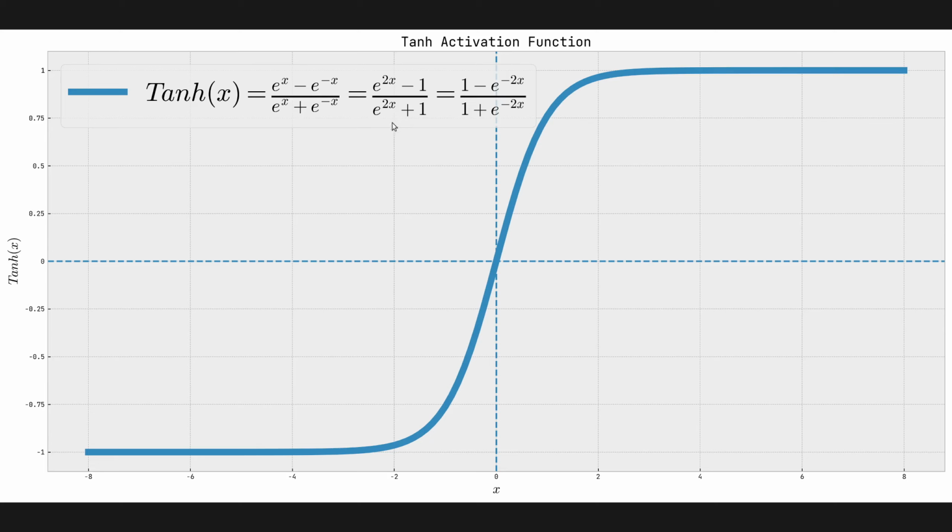These two could be derived by manipulating this formula. If we multiply both the numerator and the denominator by e to the power of x, we're going to get this representation. And if we multiply both the numerator and the denominator by e to the power of minus x, we're going to get this representation. The reason we have these two additional formulas is because we're going to be using them in the actual implementation, and that has to do with numerical stability.